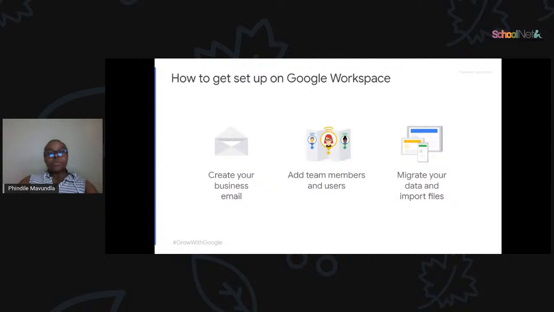Then step number 3, you need to migrate your data and import the files. When switching to Google Workspace from another service, maybe Microsoft Outlook, you can bring your existing mail, your contacts, and calendar data with you. So you don't have to start everything from scratch. You can just move your work, maybe emails, your contacts, your calendar as well, to Google Workspace. You don't have to start everything all over again.